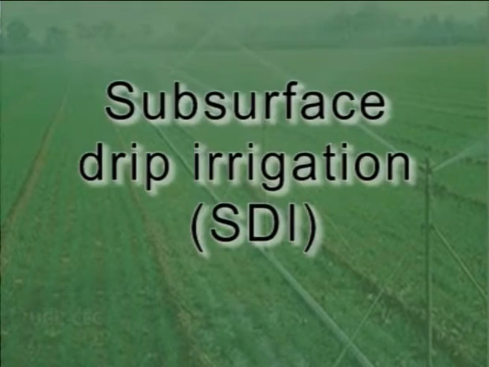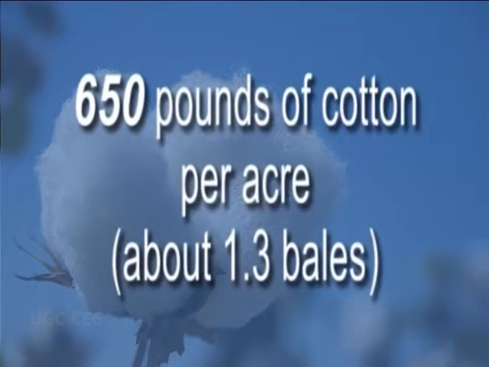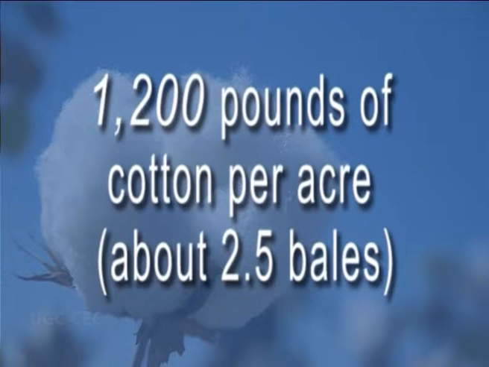Water content with crop leaves and fruit is also minimized, making conditions less favorable for diseases. Drip systems reduce farm operations and maintenance costs through energy savings and automation. Subsurface drip irrigation has allowed a Lubbock County producer to increase his crop yield from 650 pounds of cotton per acre, about 1.3 bales, to 1200 pounds of cotton per acre, about 2.5 bales.